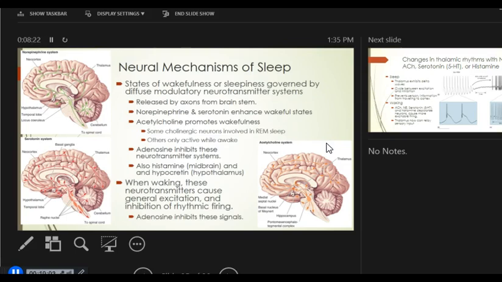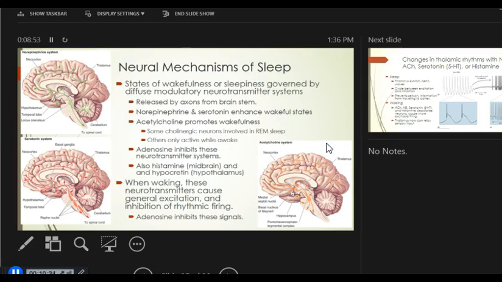But the big picture idea is, when you're awake, these neurotransmitters cause general excitation and they inhibit any kind of rhythmic firing that would cause large-scale synchrony that results in those big delta waves that happen during sleep time. Whereas adenosine acts against these neurotransmitters. If they're not causing excitation, then you're going to have more rhythmic firing and you'll start to enter more of a sleep state. So these are anti-sleep systems.